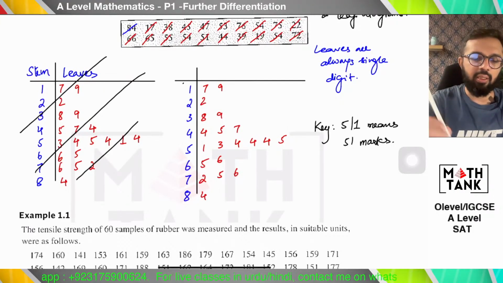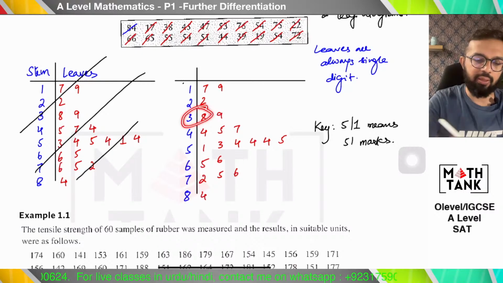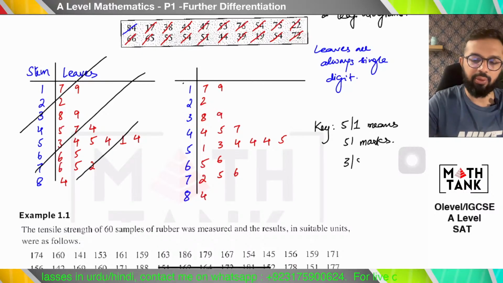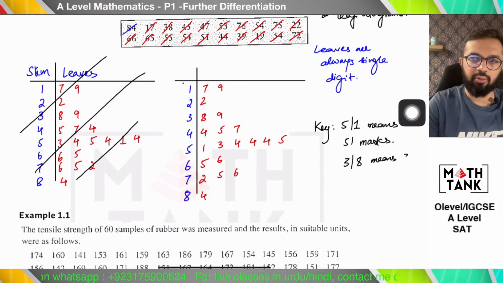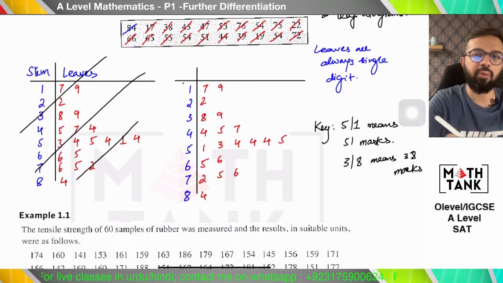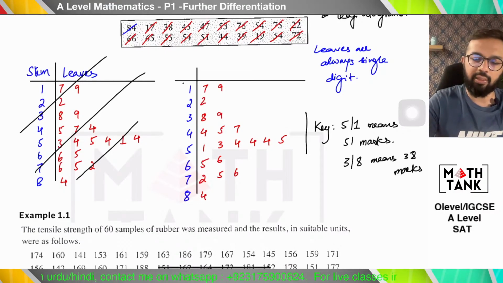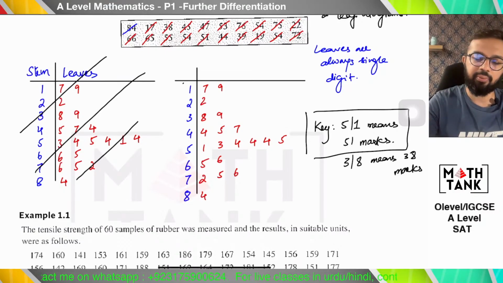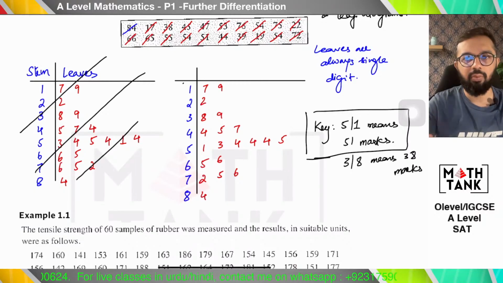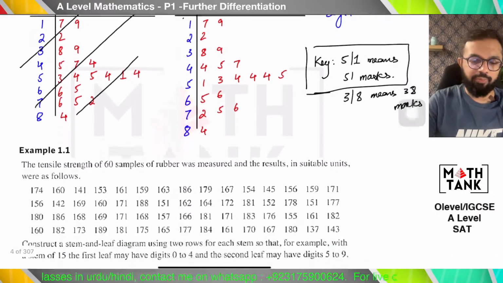See, we'll pick up any one number, right? Let's say you picked up 3/8. How would you read that? 38 marks. So whatever your data is, you write it according to that. You just pick up one value and you write your key.